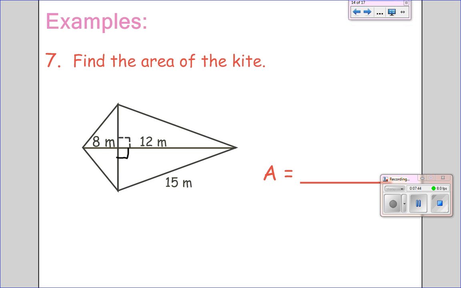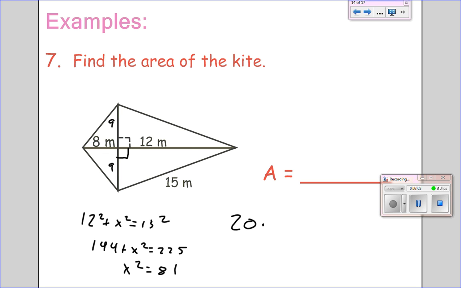So we got a right angle here. We run the Pythagorean theorem, and we say 12 squared plus x squared equals 15 squared. So 144 plus x squared equals 225. Subtract the 144, so you get x squared equals 81. The square root of 81 is 9 and 9. So diagonal 1 is 8 plus 12, 20, times 9 plus 9, which is 18, divided by 2. When I do that, I get 180. So hopefully you're able to get there.